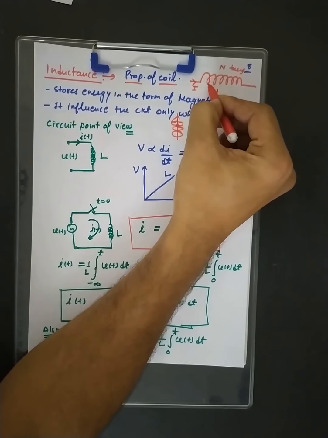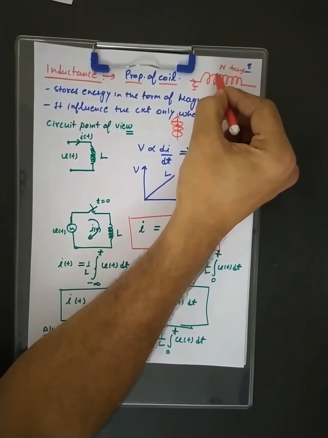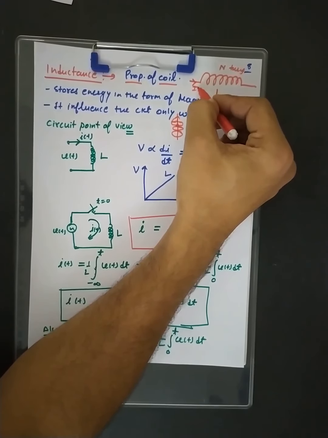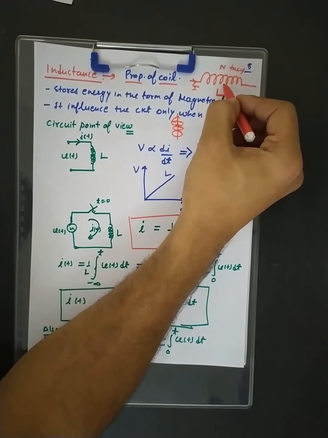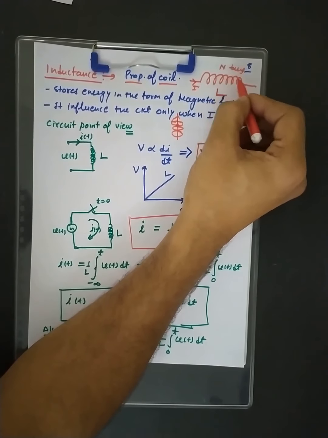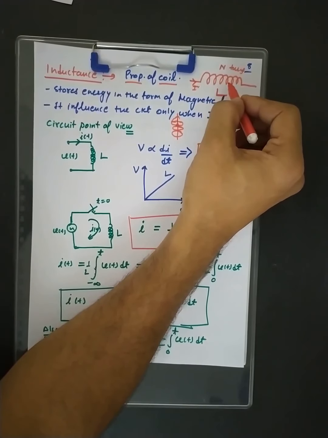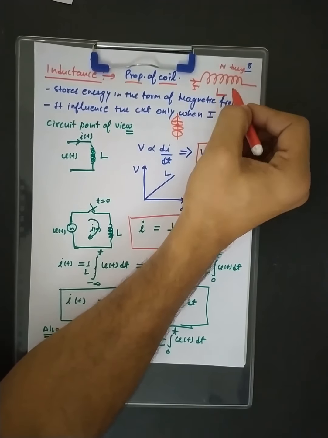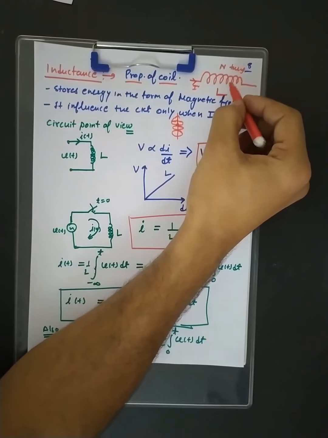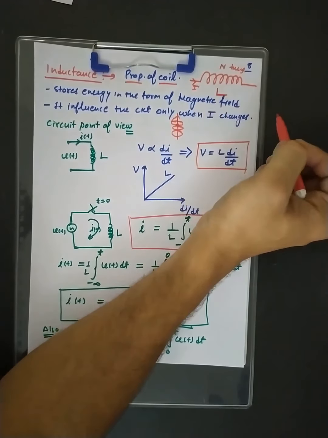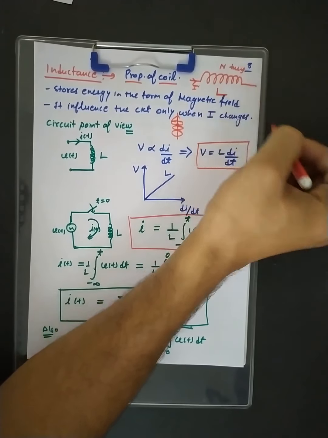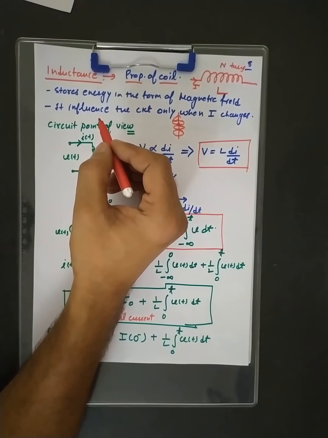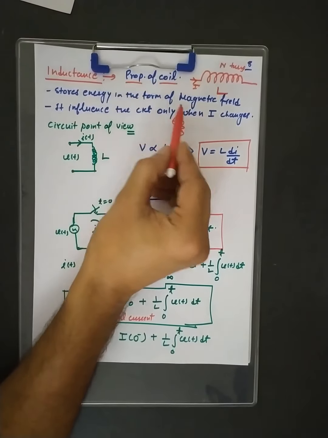When current is flowing in this coil, the flux will link across this coil, and if there is a rate of change in current, then there is a rate of change in flux, and due to the change in flux, a back EMF will be induced. That back EMF further resists the instantaneous change in the current through the coil. I hope you know this very well, so I'm not going into detail. So let me tell you about inductance from the circuit point of view. Clear?